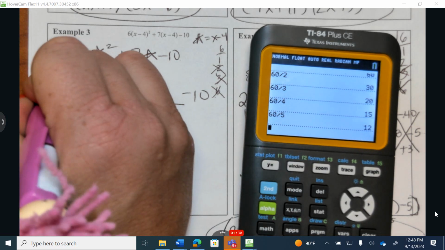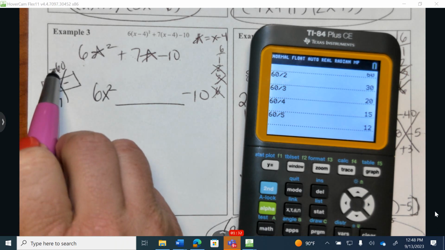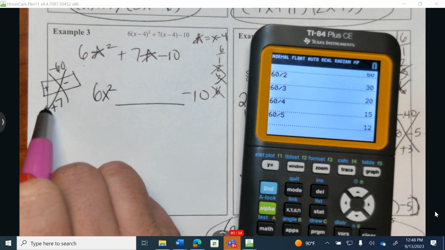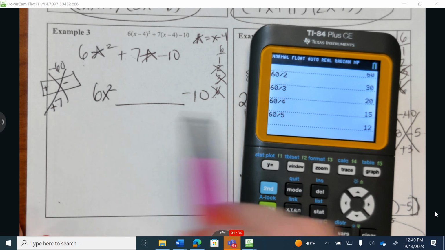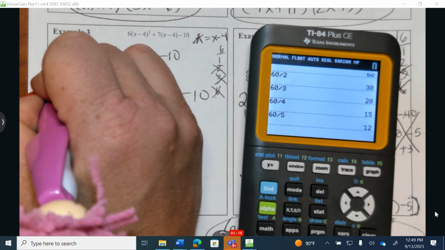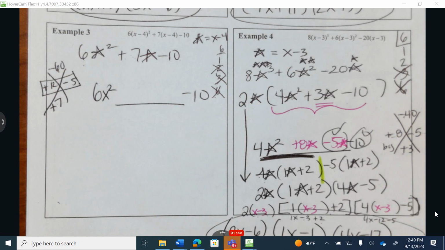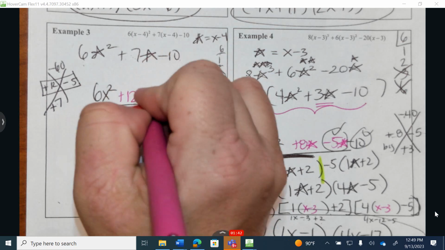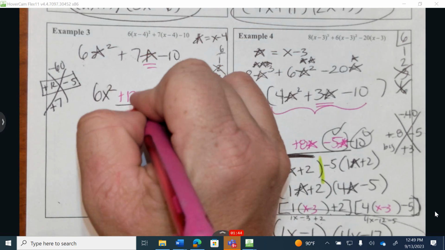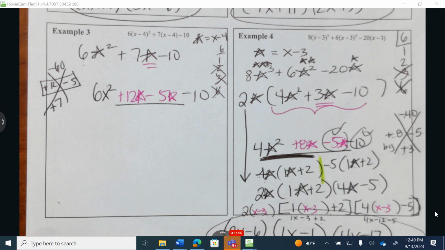So how do I know which one is positive and which one is negative? They're different signs. The larger one must be positive for this problem. So 12 will be positive, 5 will be negative. So plus 12 minus 5. Don't forget to attach the star.